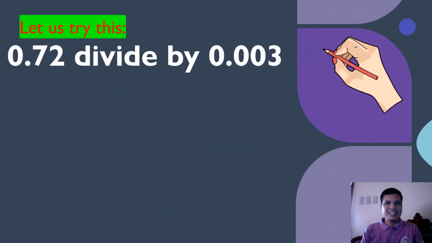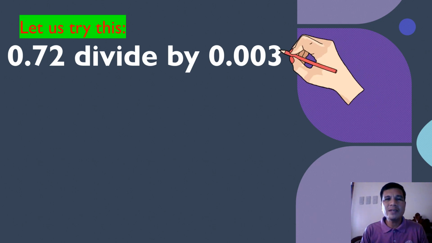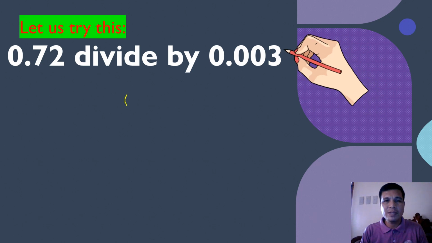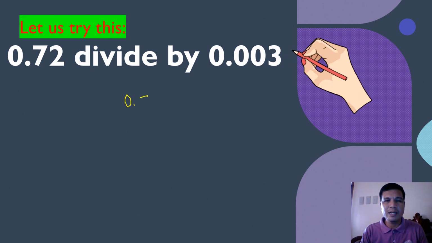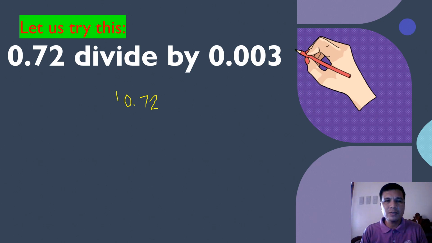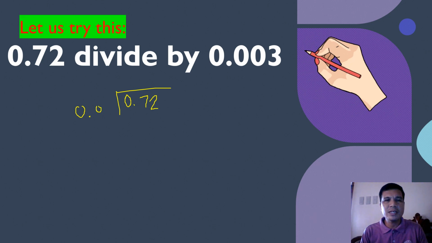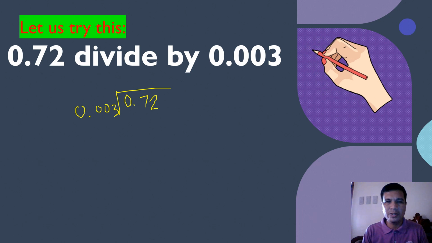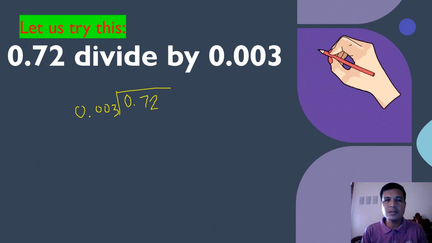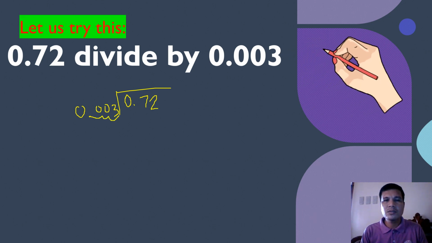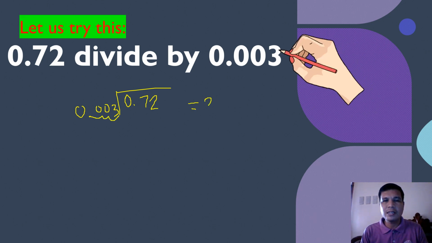Let us try this. 72 hundredths divided by 3 thousandths. Again, let us write the equation. Our dividend is 72 hundredths. Then our divisor is 3 thousandths. The first thing that we are going to do is to make the divisor a whole number. So, decimal point ang 3 thousandths. So, gawin natin, move the decimal point. 1, 2, 3. So, it will become 3. Okay, whole number na siya.